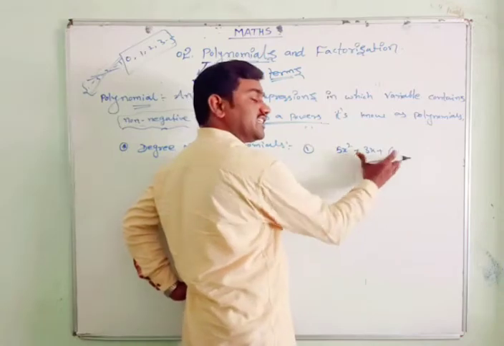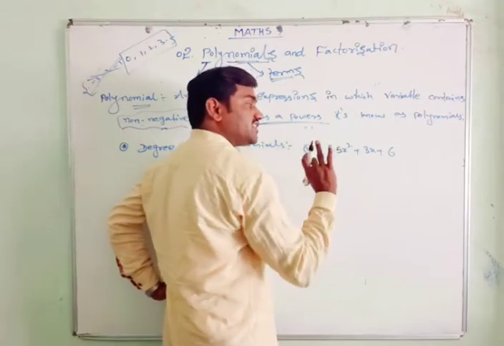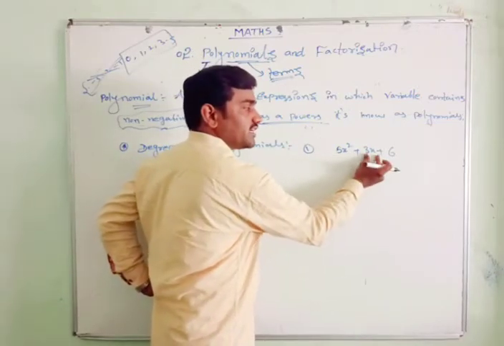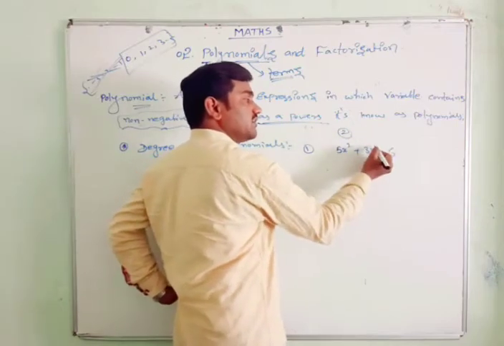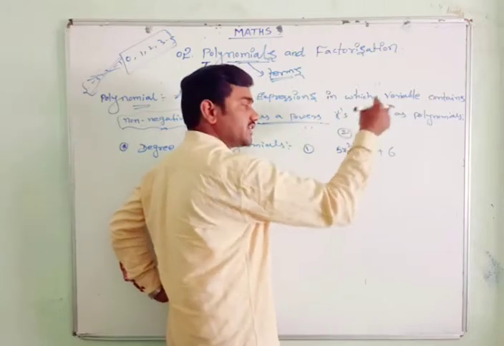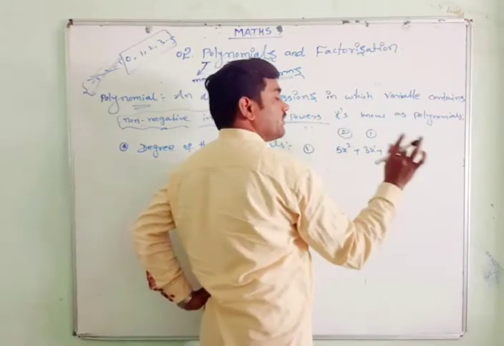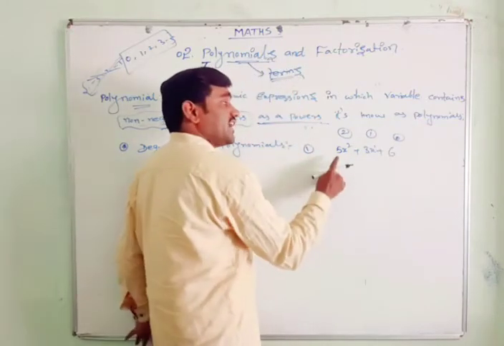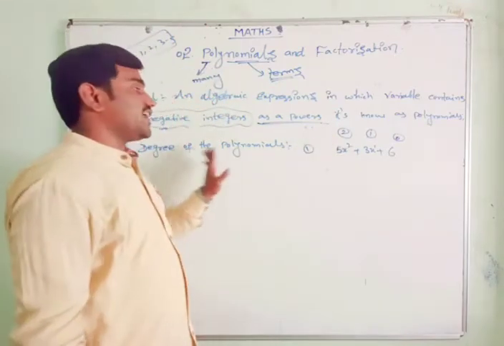Here there are three terms: one term, second term and third term. Only plus or minus divides the expression into terms. In this term the degree is 2. In this term the variable degree is 1. The power of the variable is known as the degree. Here there is no power, so it is 0. Now see, what is the highest degree? It is 2. So 2 is the degree of this polynomial.